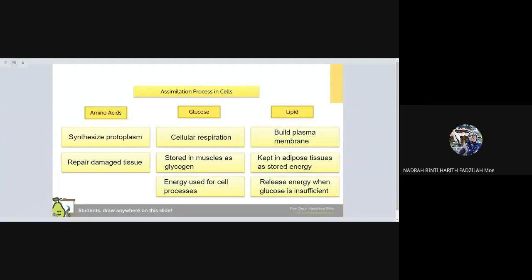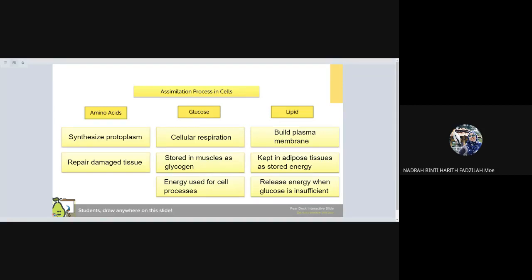Okay, for glucose pula, it is used to release energy, to produce energy through cellular respiration. And then in the muscles, excess glucose is kept as glycogen. And glucose is also used for various cell processes lah. Sama ada kita nak buat production of extracellular enzyme ke, atau white blood cells conducting phagocytosis to destroy pathogens. So this process also uses energy.